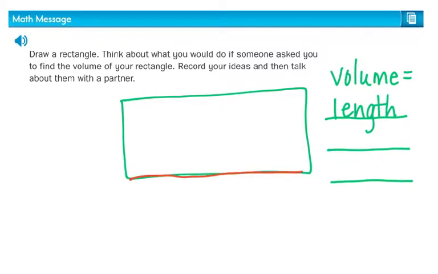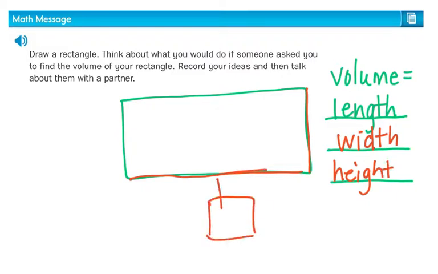We need a width, which would be this. What are we missing? Well, we're missing the height. This is a flat object. So in order to do that, I would have to have a three-dimensional shape. So we're going to work a little bit more just on area of flat rectangles, not three-dimensional.